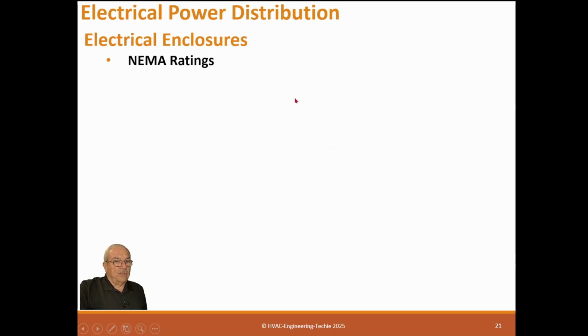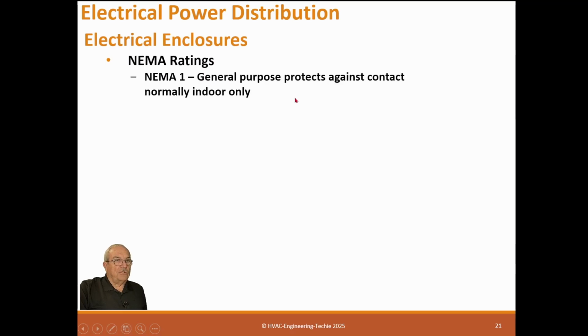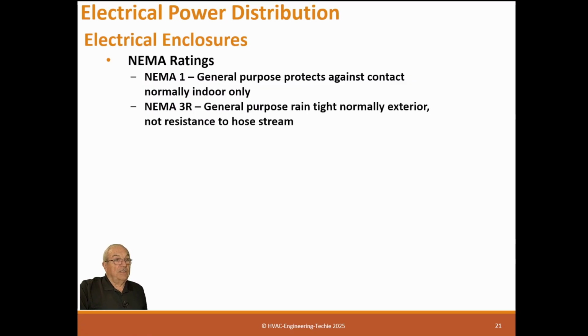Electrical enclosures. That's all done by NEMA rating. So we have NEMA 1, which is general purpose, protects against contact normally and indoor only. It's kind of just an enclosure to keep people out of it. NEMA 3R is a general purpose rain tight, normally exterior, not resistant to the hose stream. In other words, a NEMA 3R has a rain lip on the front of the cover to keep rain from coming in the door. And it's generally a sealed enclosure, except the back is not sealed. So you cannot mount a 3R outside on a piece of unistrut and expect it to be rain tight. You'll need to put a piece of metal behind that so that the back is sealed.